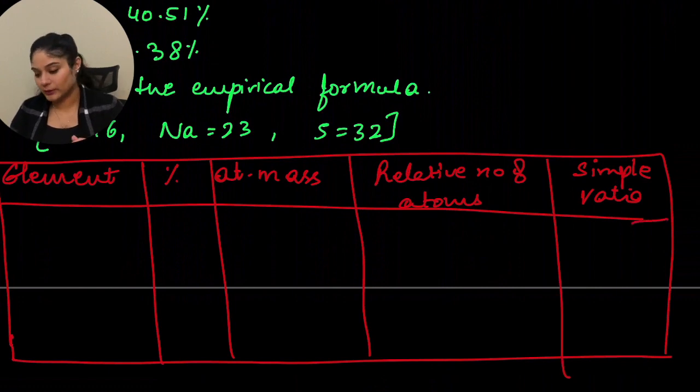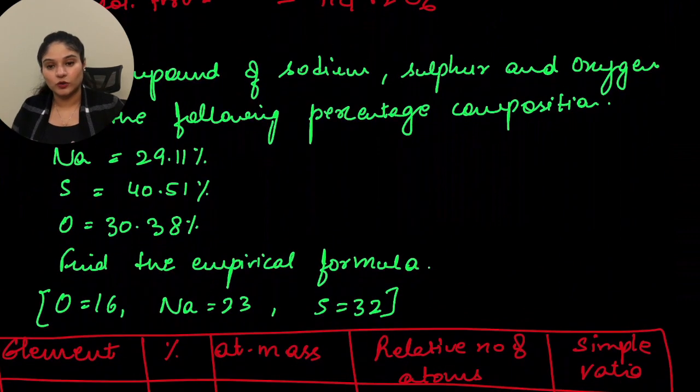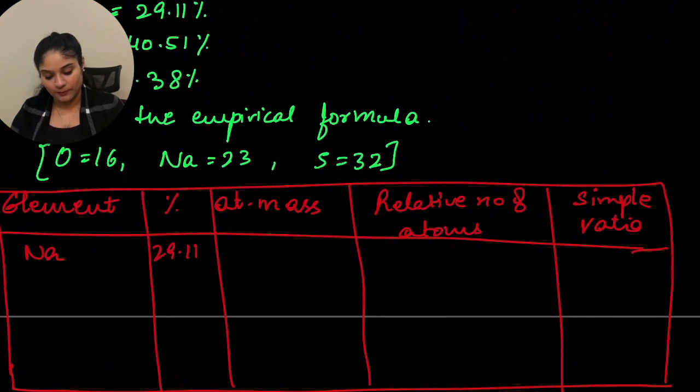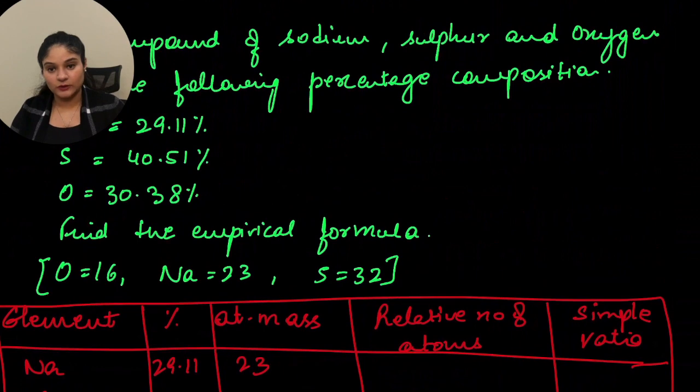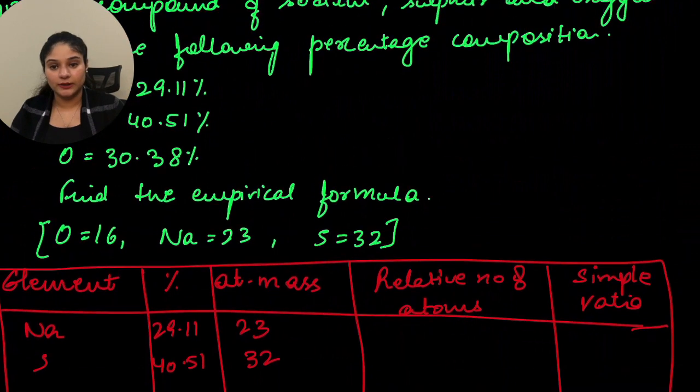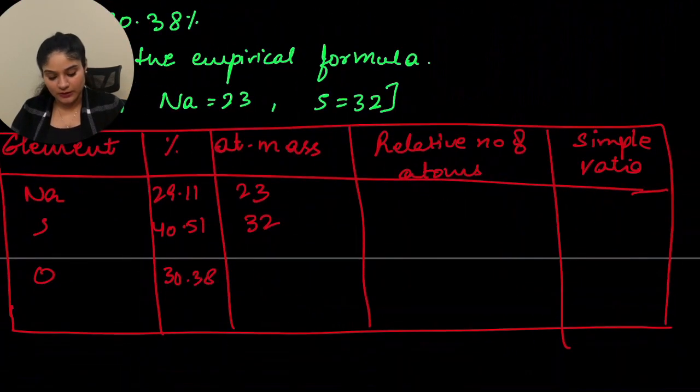Alright students, let's quickly do this. So the first part that is given to us is sodium. So sodium is 29.11. Atomic mass is 23. Then I have sulfur. Sulfur given to me is 40.51, and this is 32. Then I have oxygen given to me as 30.38. And this is 16.